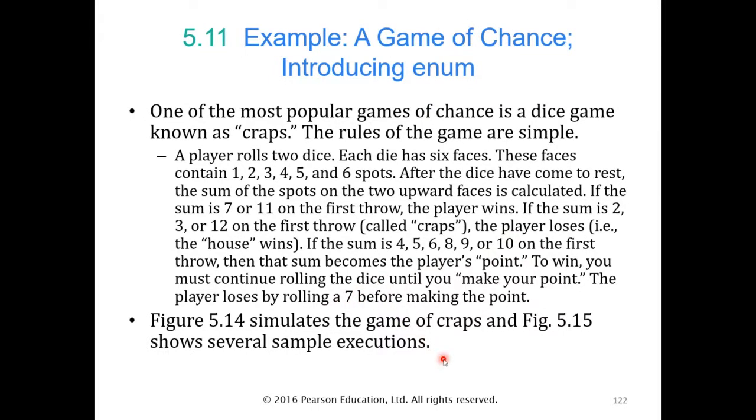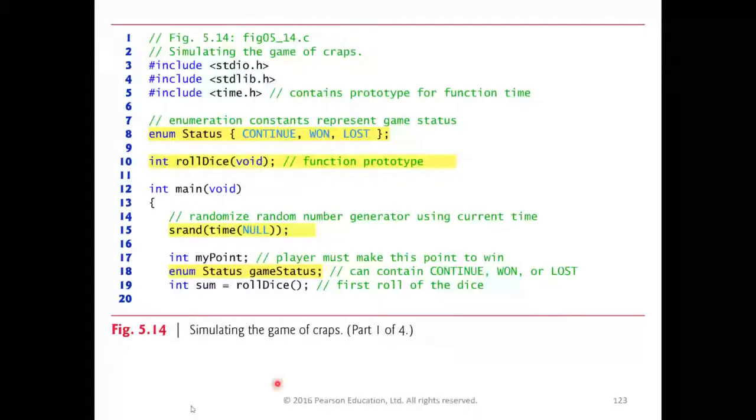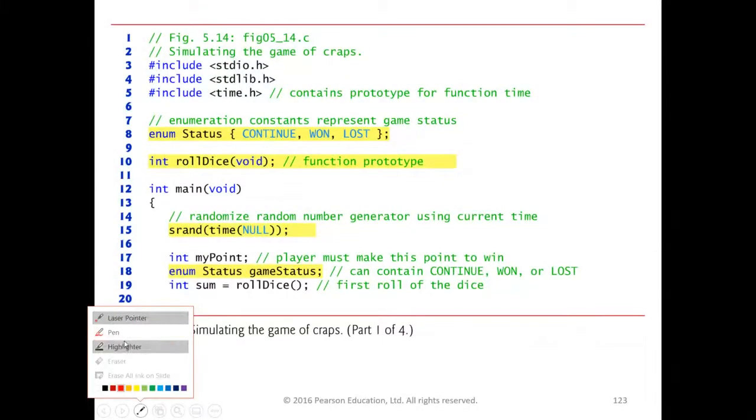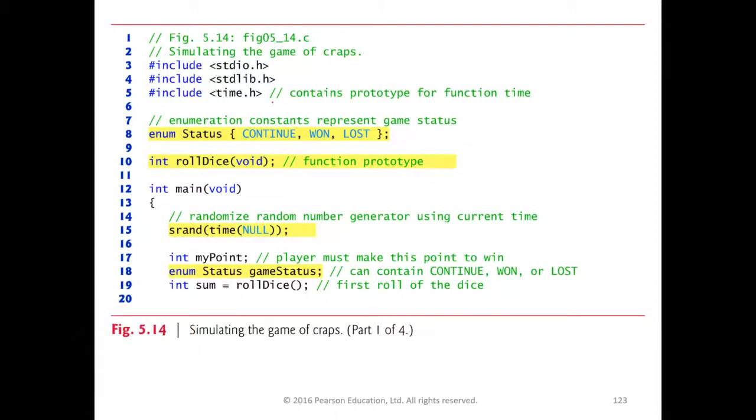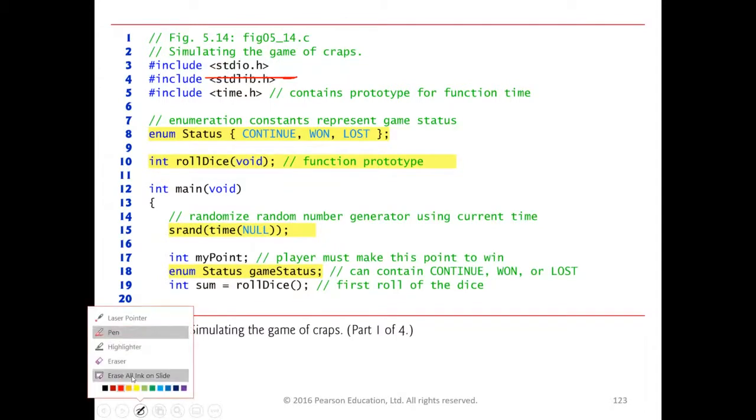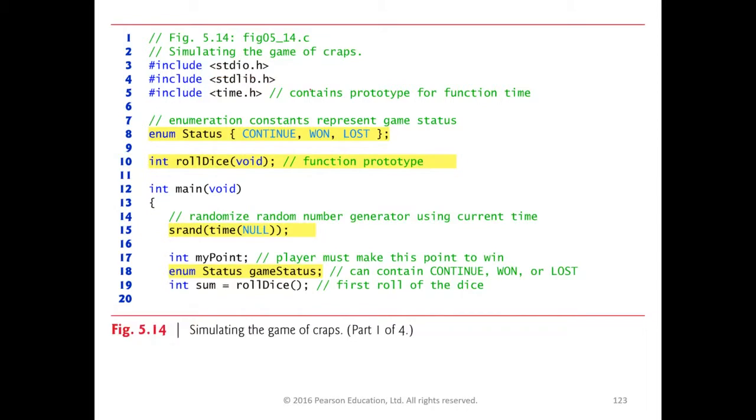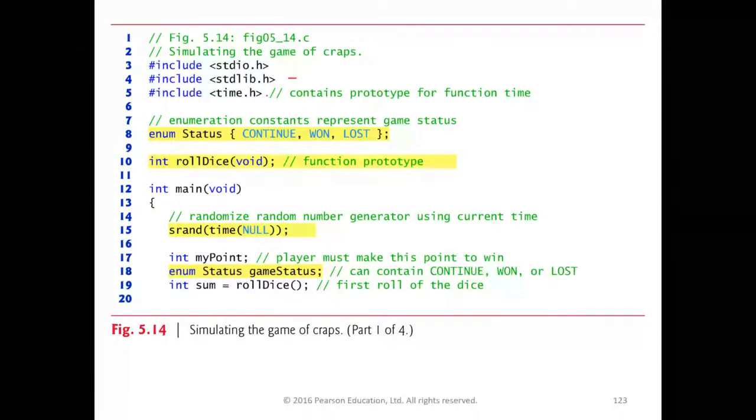So let's look at how this can be simulated. In this example, you are going to be using stdlib.h because obviously we want to use the rand function. So we're going to use stdlib, and we are going to use time.h, and the reason for these two will become clear.